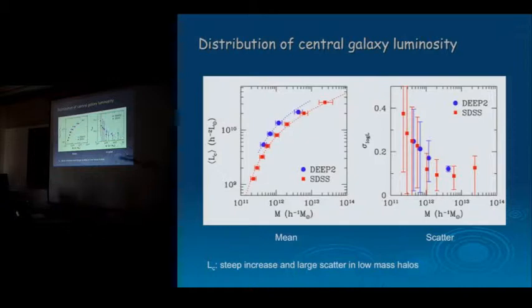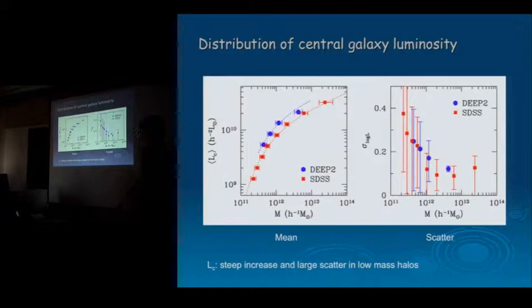You see there the error bar is pretty large, but there is a weak trend that in low mass halos, the scatter in galaxy luminosity becomes larger. This may be an indication that in these low mass galaxies, the distribution of star formation in the major star formation epoch may be pretty broad. That's maybe. So can I just ask you a really simple question?